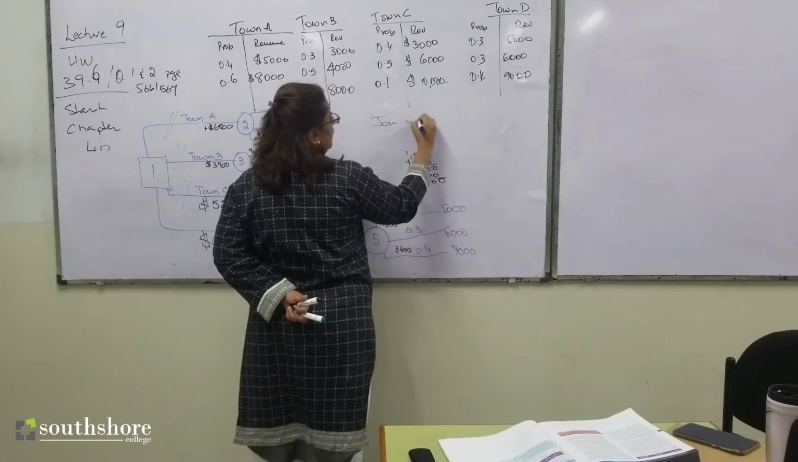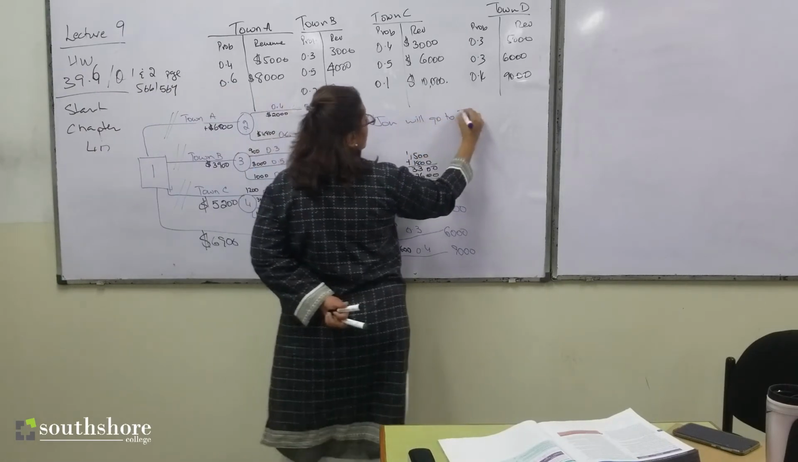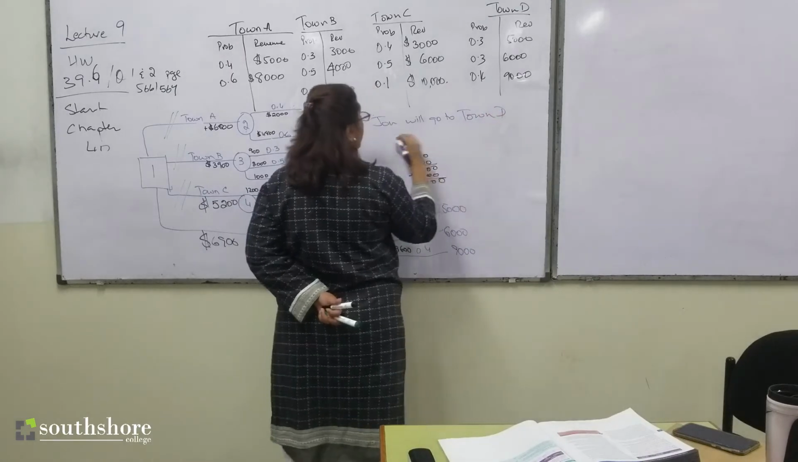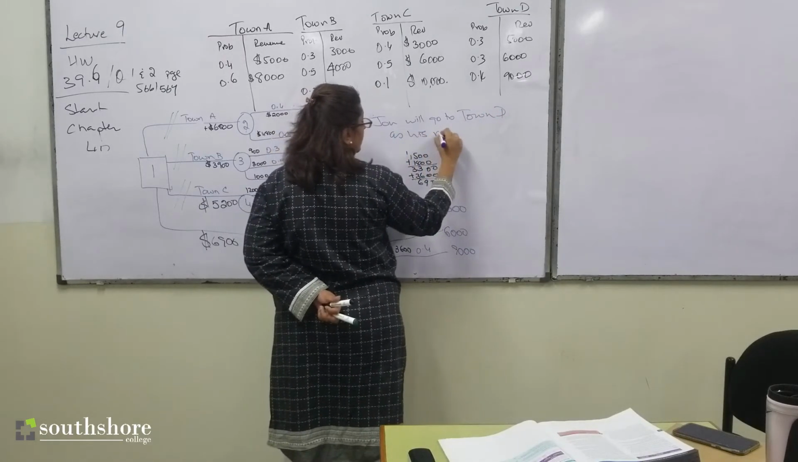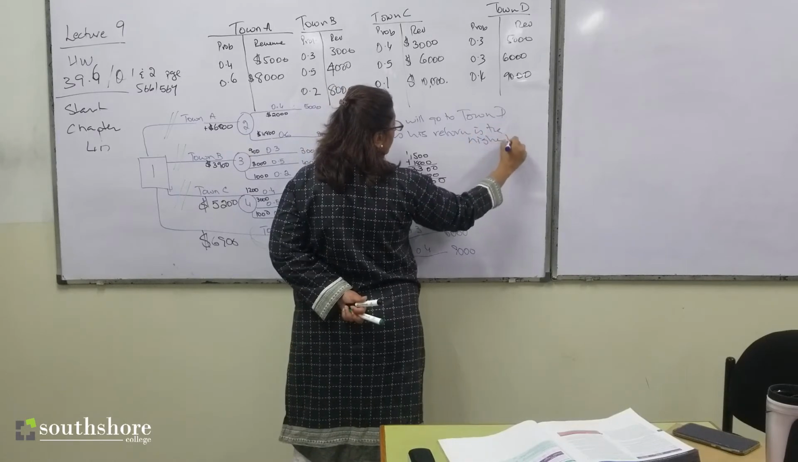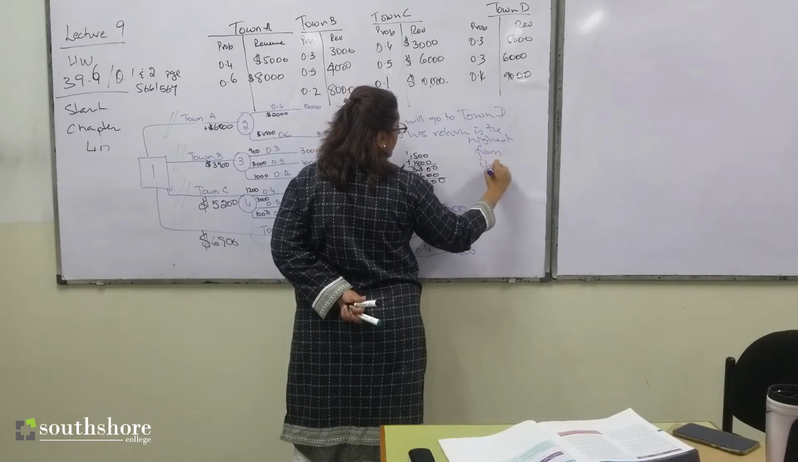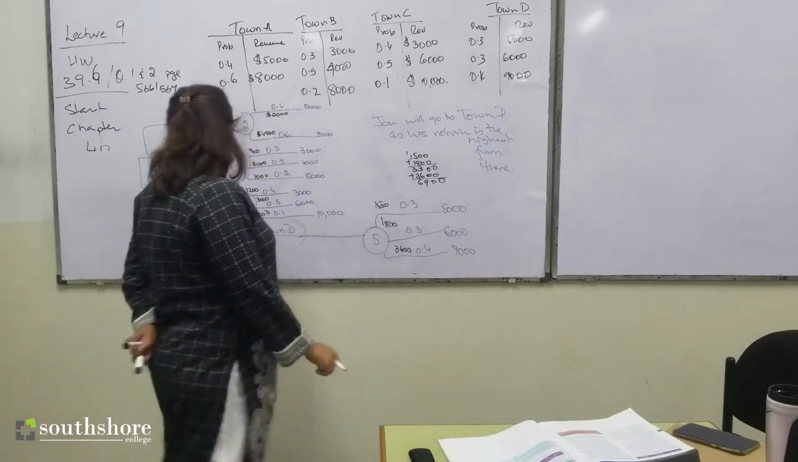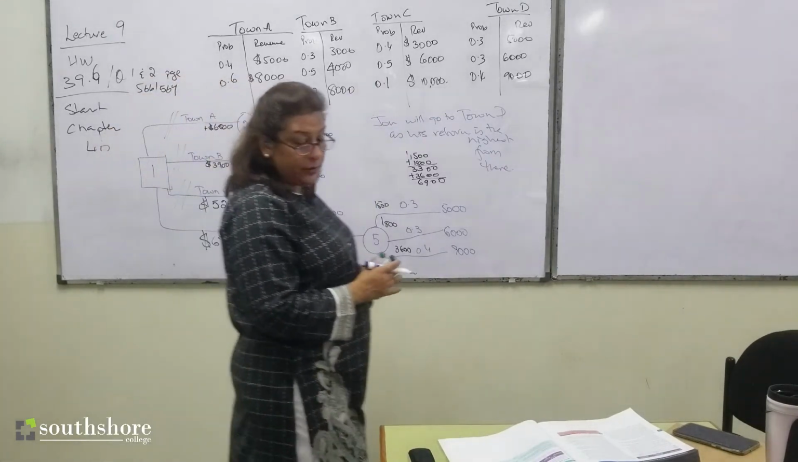Joe will go to town D as his return is the highest from there. So that was the first example of your complex decision tree.